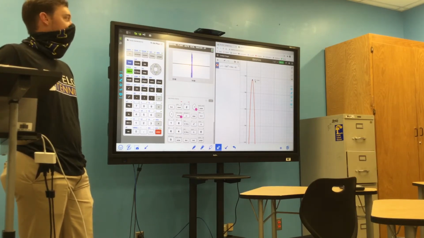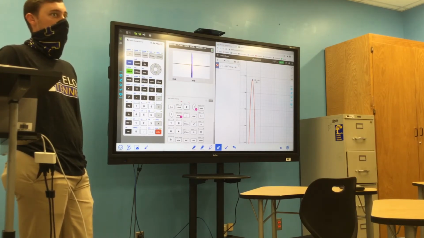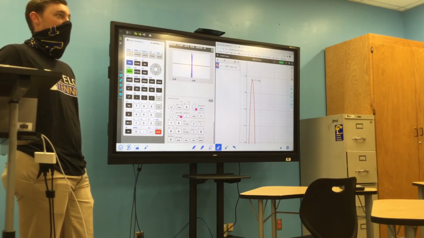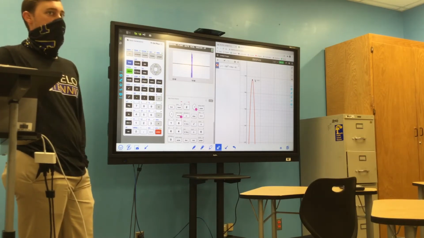So which one of these represents the height? 2 or 144? 144, because that's your y. So the maximum height is 144. What does the 2 represent?